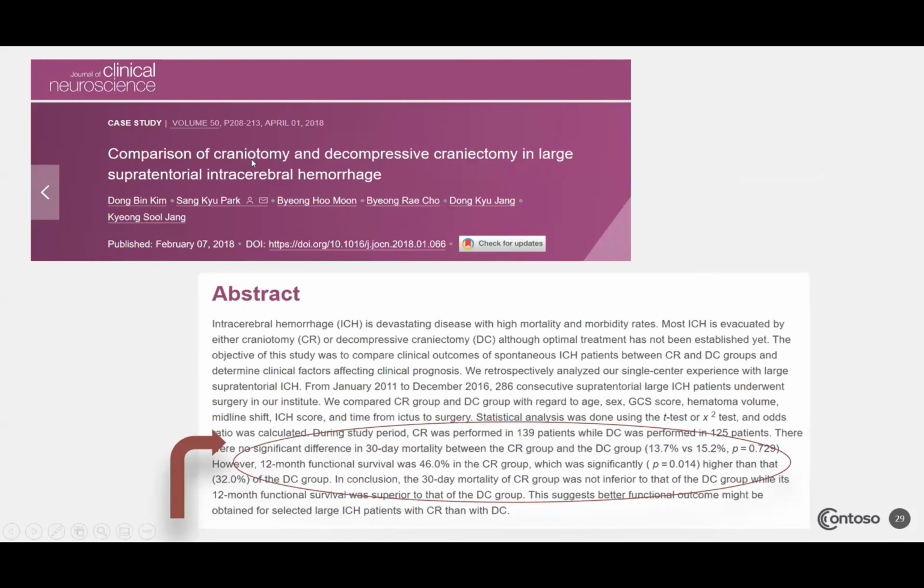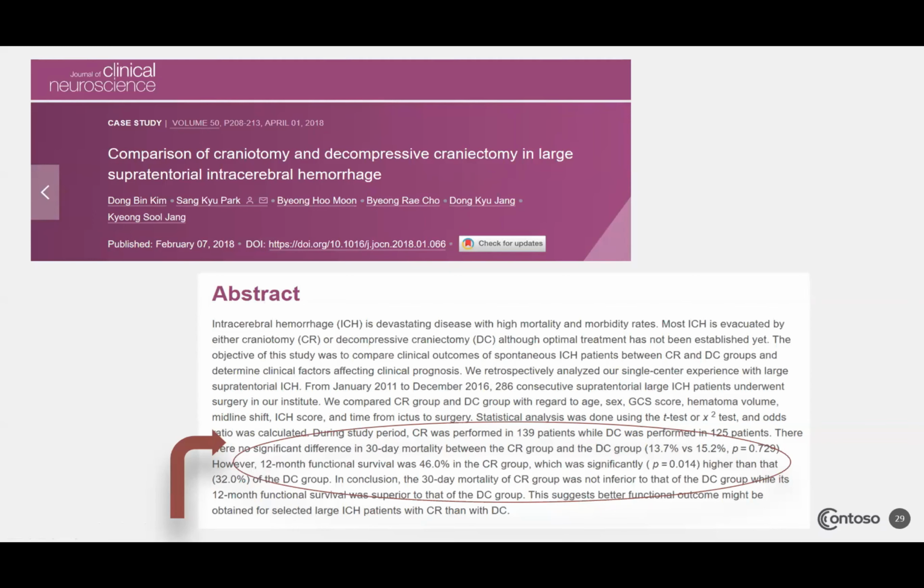Comparison between craniotomy and decompressive craniectomy in supratentorial intracerebral hemorrhage: no significant difference in 30-day mortality between the craniotomy and decompressive groups. But later on, the functional outcome at 12 months for the craniotomy group was superior to the decompressive craniectomy group.